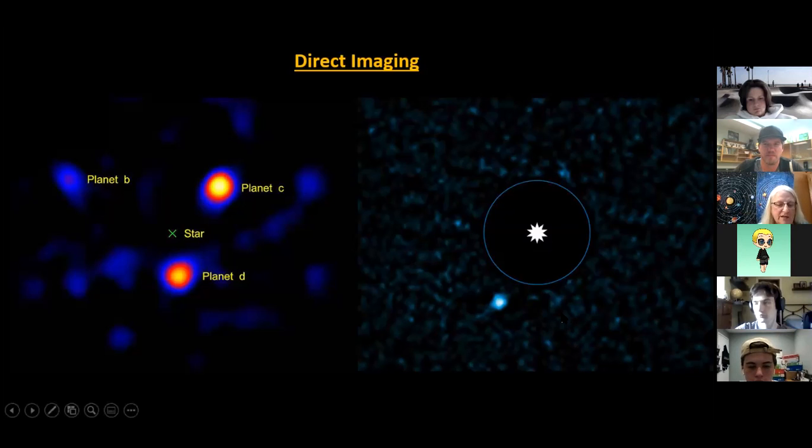What is needed are called coronagraphs. So this would be this structure here. This is actually in the telescope, so it blocks the parent star's light so that we can only look at the planets.